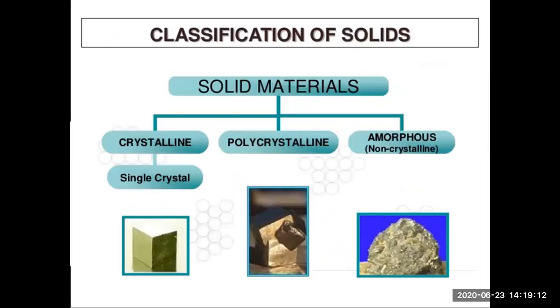So next is classification of solid further. Classification of solid. Solid materials: crystalline, polycrystalline, and amorphous. And then crystalline divides into single crystal. So as we have seen these types of solid, polycrystalline and amorphous non-crystalline, just like a rock or any type that has a different composition, that everywhere does not have a different shape or pattern.